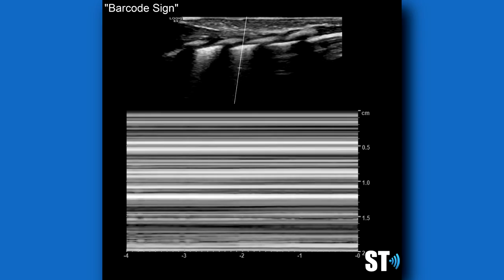Okay, then there's the barcode or stratosphere sign. This is typically found in patients with pneumothorax. It appears as just A lines without any lung sliding, and no B lines. So the sand-like area that you would see in the seashore sign is replaced just by parallel lines, and it appears like a barcode in a still image.